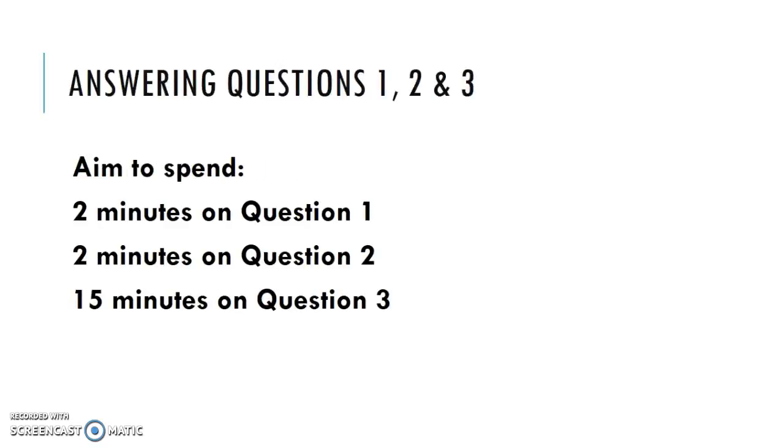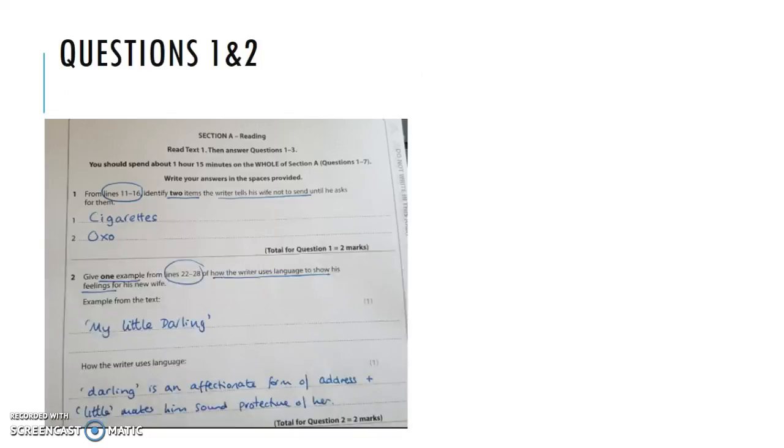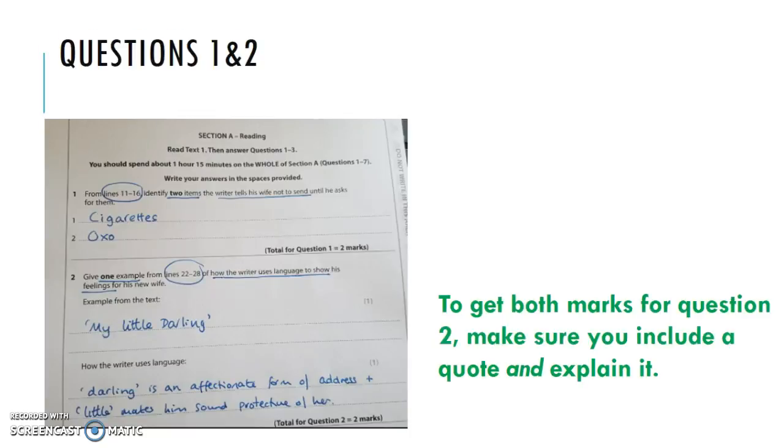Now, as we said before with timings, we're suggesting that we spend 2 minutes on question 1 because it's worth 2 marks, 2 minutes on question 2 for the same reason, and 15 minutes on question 3. So let's look at questions 1 and 2, which are more straightforward, aren't they? And you can see, here's an example of some answers to these questions, that you literally for question 1 just have to pull out 2 items, 2 key things from those lines. We should all be getting that right. That's pretty easy. So that's basically just testing your ability to read, your comprehension skills.